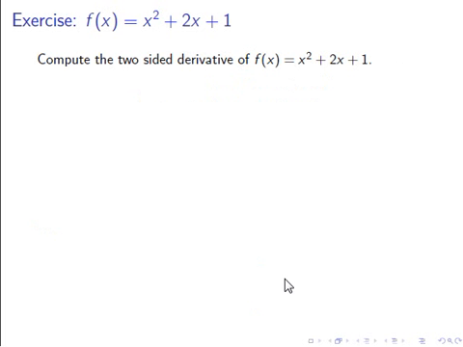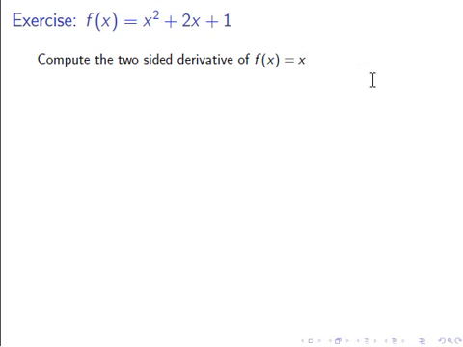So next we do as an exercise x squared plus 2x plus 1. Please compute the two-sided derivative of this function. Pause the video here. Okay, you're back.